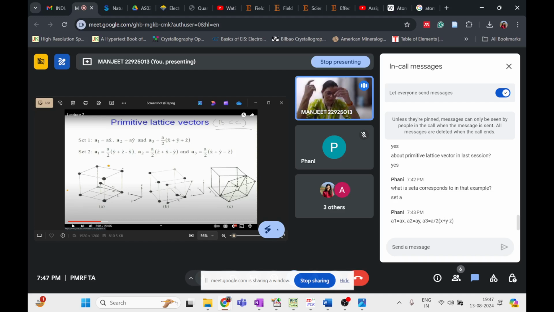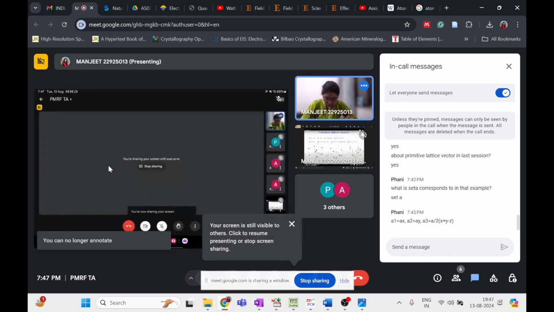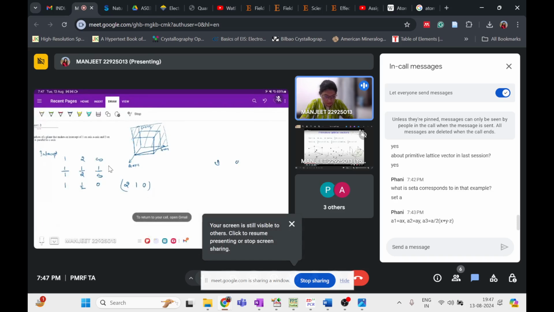Whatever lattice we have, we generally see in 2D like this. If this is my lattice, simply we can take this one. Now, this is the primitive one. Somebody can also take this unit cell, and this is also a unit cell.